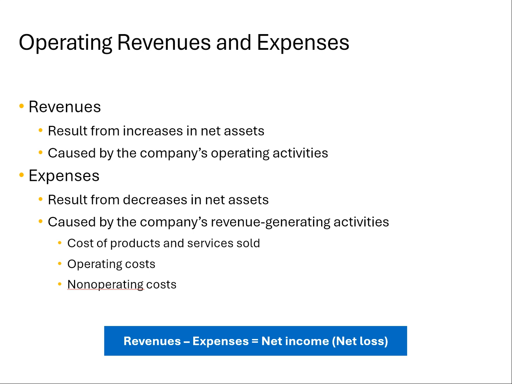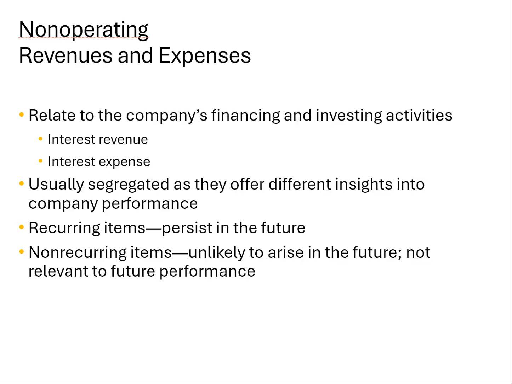These are the operating revenues and expenses. But sometimes we have non-operating revenues and expenses. They are related to the company's financing and investing activities. For example, we have interest revenues and interest expenses. So make sure we separate the recurring and non-recurring items because they give different insight into the company's future performance.